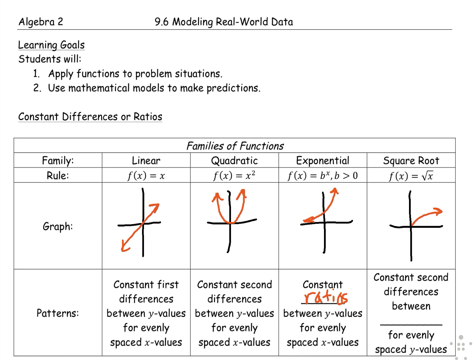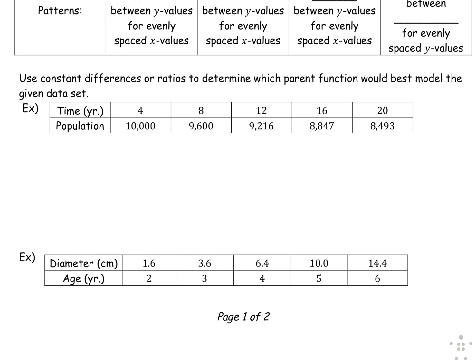Now, square root. Think quadratic, but given equally spaced y coordinates, you have second constant differences between x values in your table. So that's the first row. And that's what makes square root different from all the others. So it's easy to spot. Whenever you are given equally spaced y values, it's a pretty good indication that you're going to have square root, but you always want to check for second constant differences between the x values.